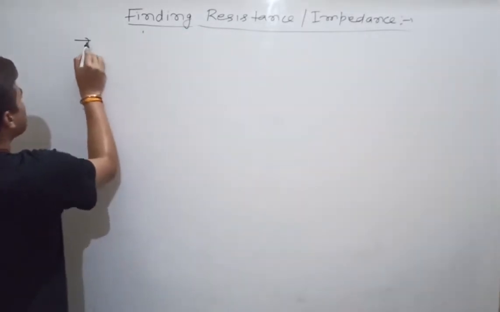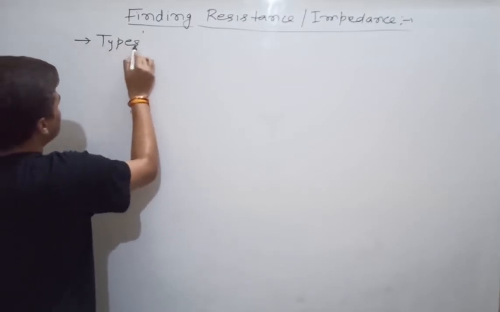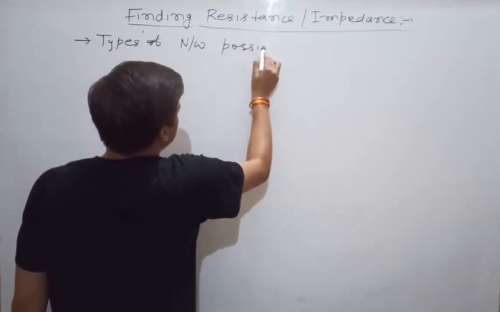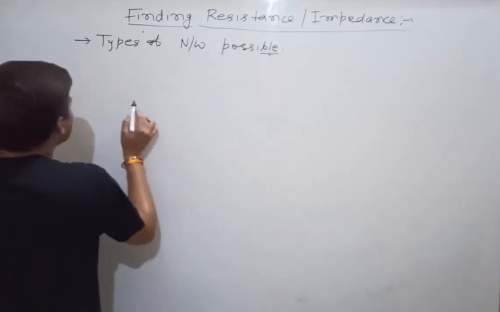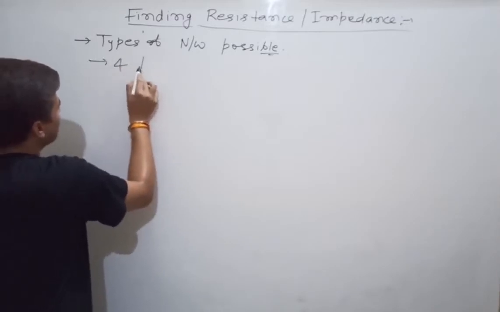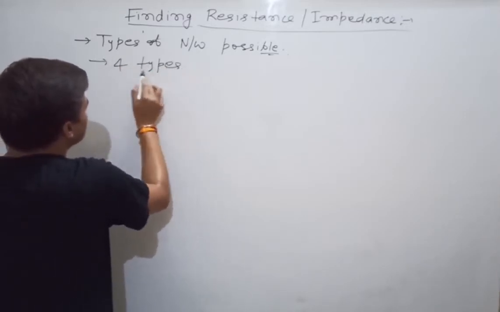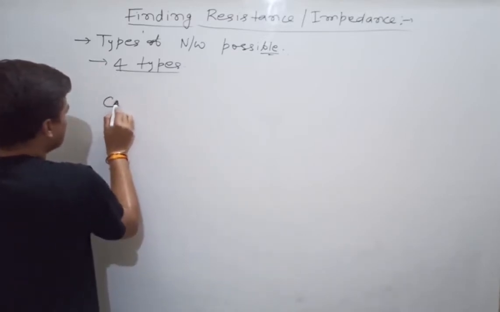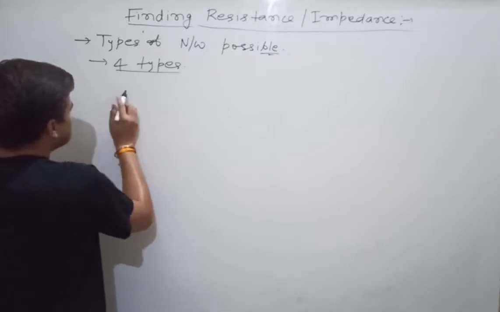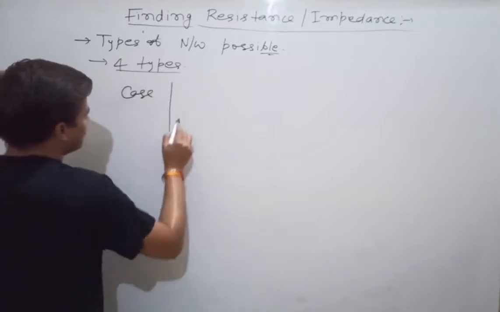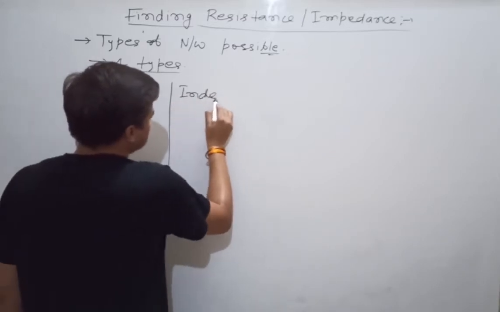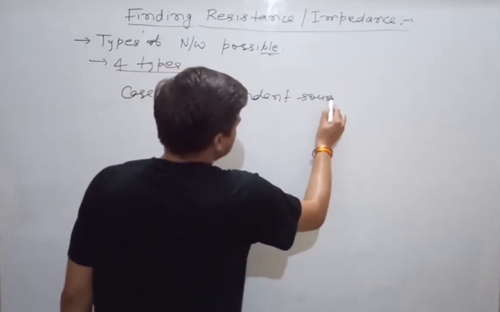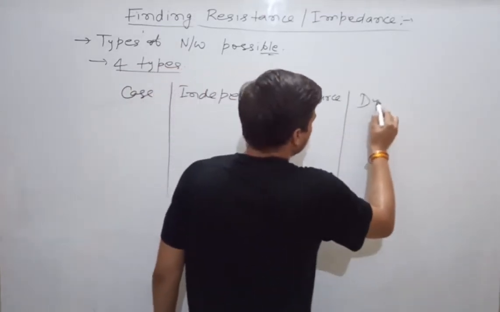Let us see how many types of circuits are possible. There will be 4 possible types of networks. So let us see: independent source, next is dependent source.